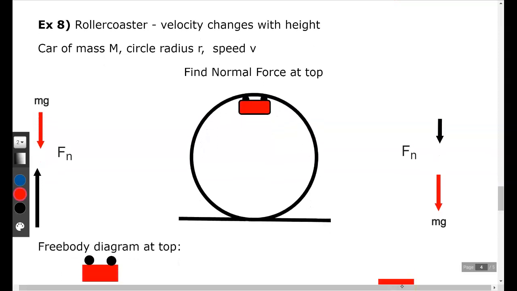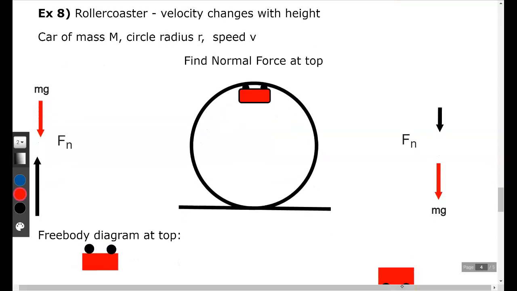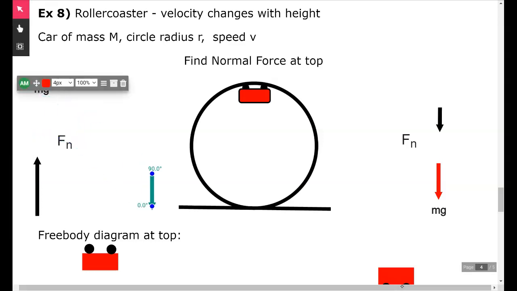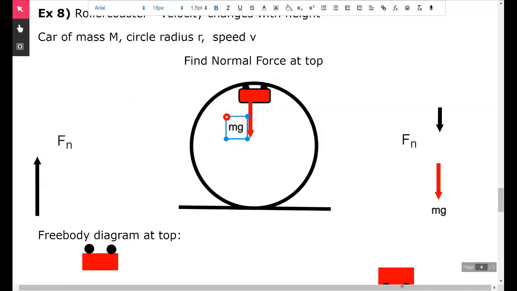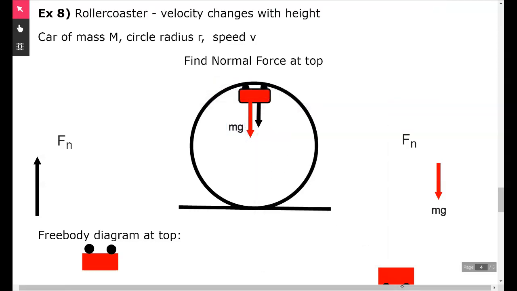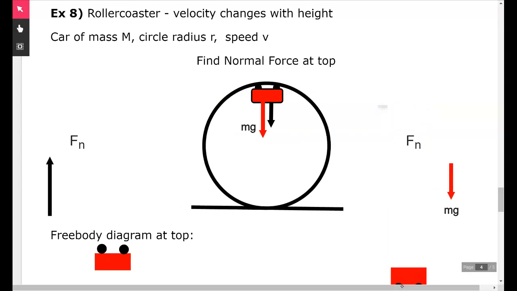Okay, now we've got a different situation, a roller coaster. We still have a weight, mg, but now we don't have a tension, we have a normal force, right? Those are the two forces at the top, because the track will apply a normal force. We'll label that as the normal force. And those are the two forces.